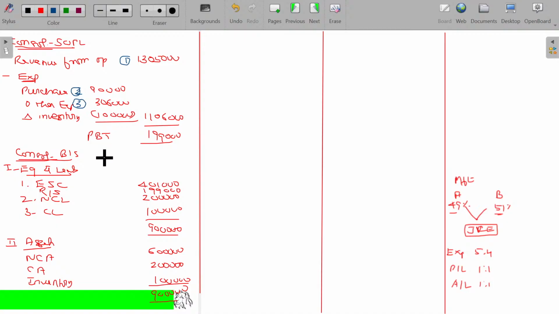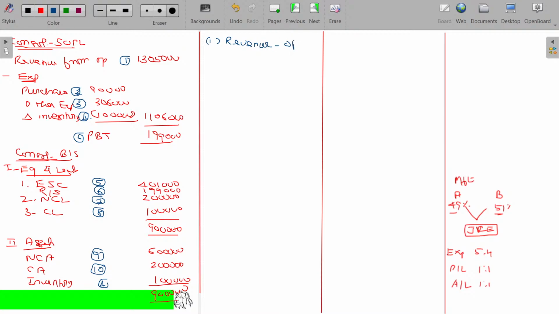I'll start with revenue from operations, purchases, other assets, other expenses, and inventory, 5 equity share capital, 6 reserves and surplus, which is nothing but PBT, non-current liabilities 7, current liabilities 8, non-current assets 9, and current assets 10. Inventory number 4 is also equal to this one. Number 1 being revenue from operations.